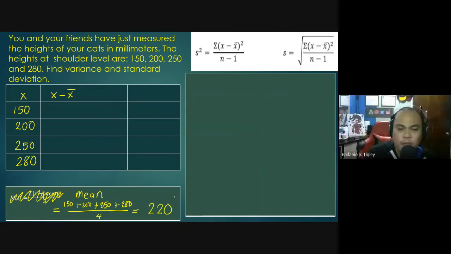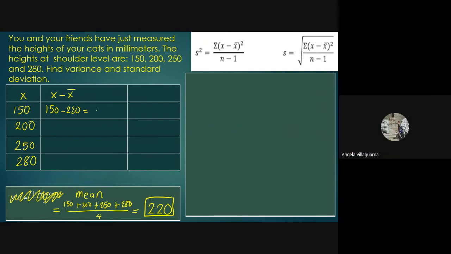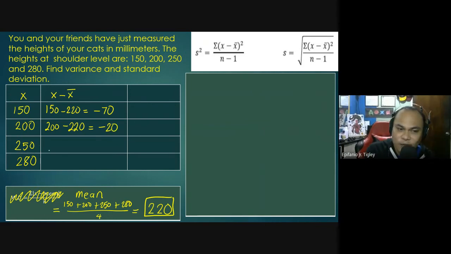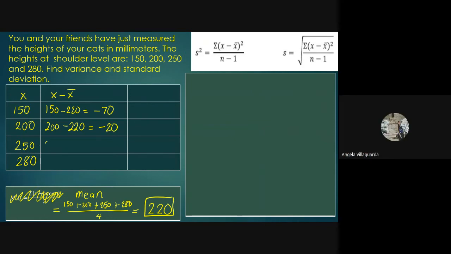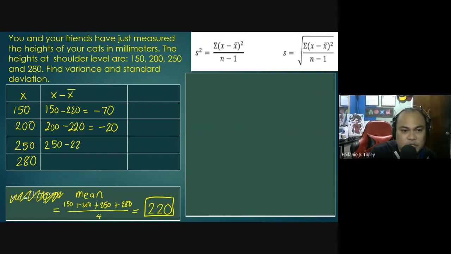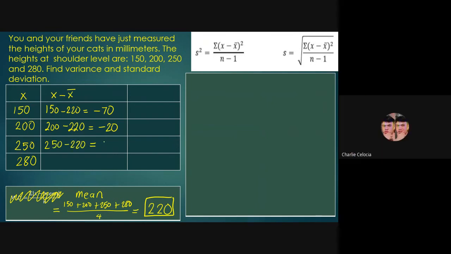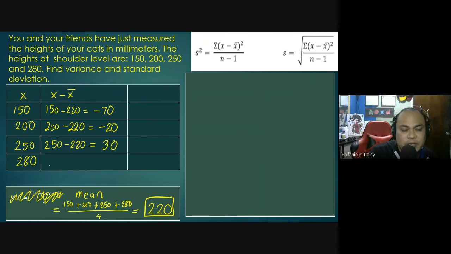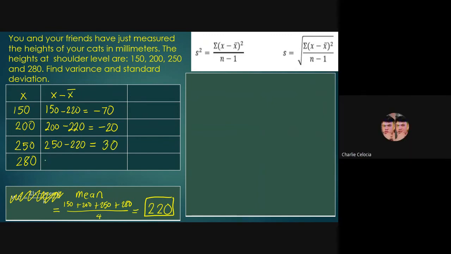Take note, we have solved the mean already for our data. It's 220. Let's do the subtraction part. What is 150 minus 220? Negative 70. What is 200 minus 220? Negative 20. What are you going to write next? 250 minus 220, which will give you how much? Positive 30. Next, what about the last? 280 minus 220 equals 60.